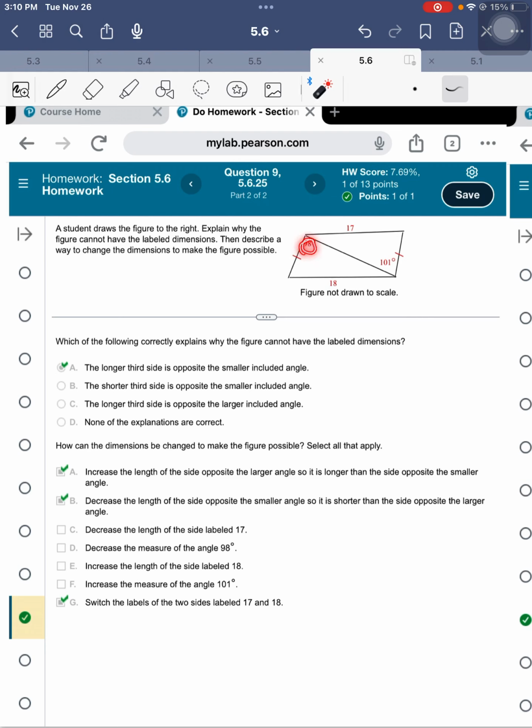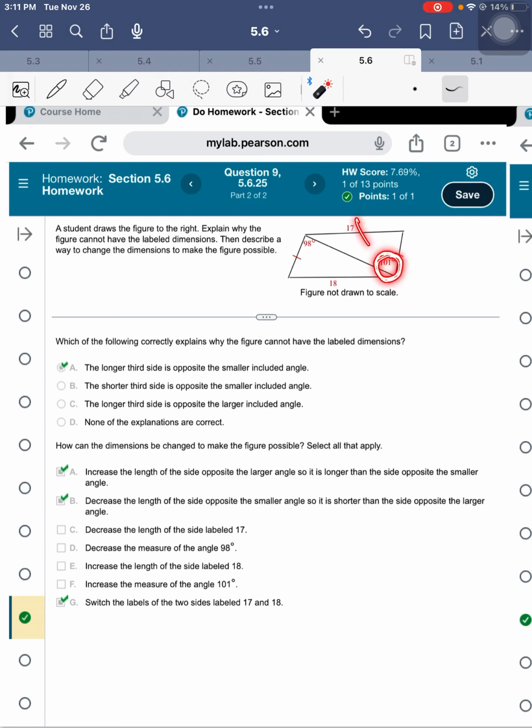So that one's no. Decrease the measure of the angle 98. No, if I decreased it, it still wouldn't be valid, because how can 18 be opposite a smaller angle than 17 to this big 101, to this big one? So no. Increase the length of the side labeled 18. Even if I increase this, it'd still be wrong, because how is there a bigger side length opposite a smaller angle than this one? That doesn't make sense.